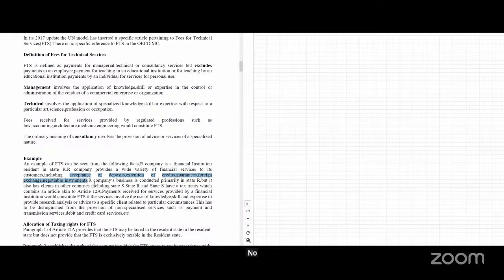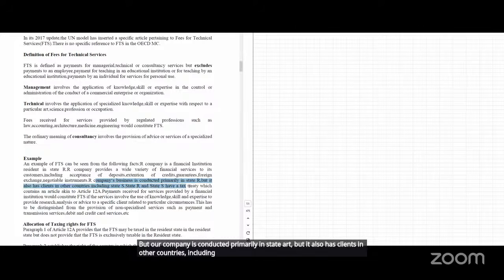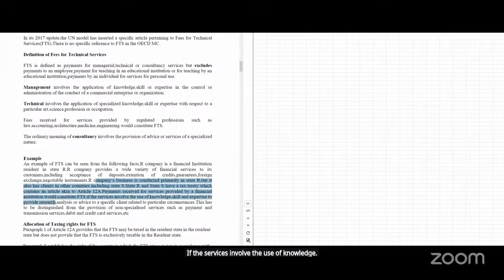No. But our company's business is conducted primarily in State R, but it also has clients in other countries, including State S. State R and State S have a tax treaty. Are you getting it? That contains an article akin to Article 12A. Payment received for services provided by financial institution will constitute fees for technical services if the services involve the use of knowledge, skill, and expertise to provide research, analysis, or advice to a specific client related to particular circumstances. This has to be distinguished from the provision of non-specialized services, such as payment and transmission services, debit and credit card services. Do you see?